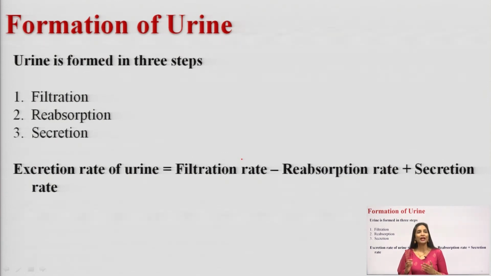So, you can say the excretion rate of urine is equal to filtration, from which you have to subtract the reabsorption, because some of the product has been reabsorbed. So, you should not count that reabsorbed product, plus secretion, how much secretion has happened. So, the rate of excretion is equal to filtration rate minus reabsorption rate plus secretion rate.